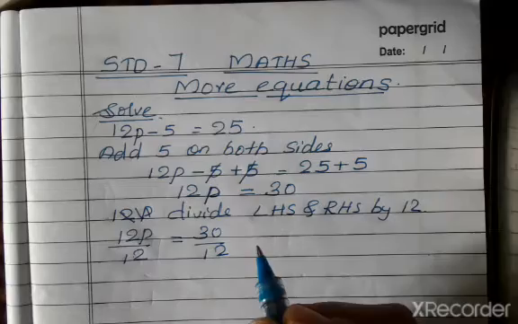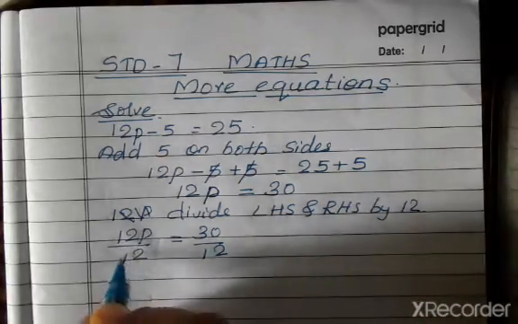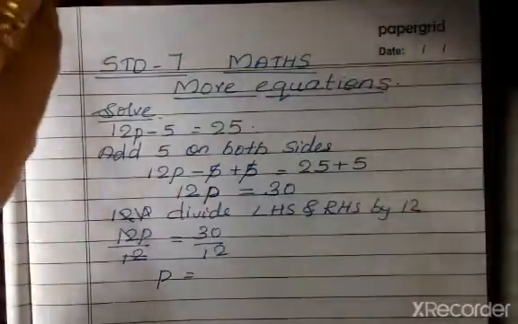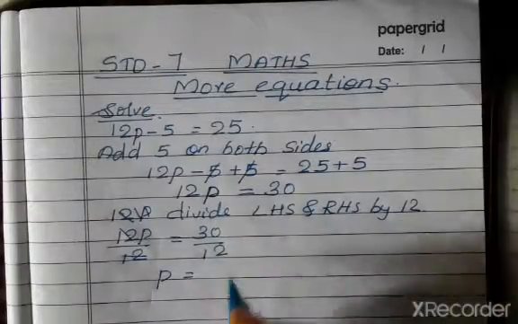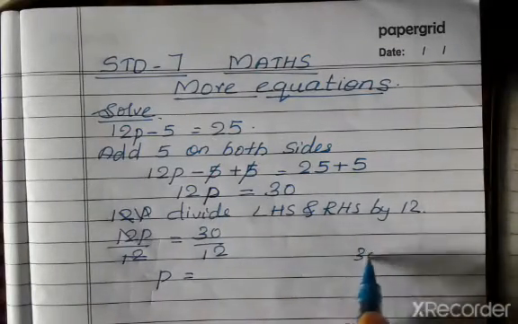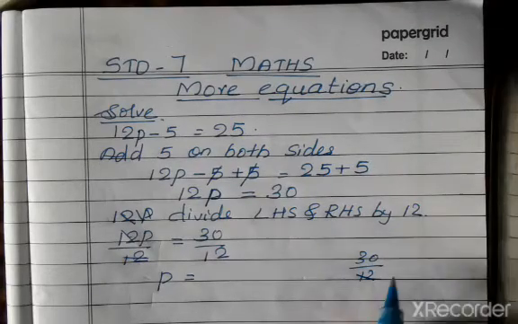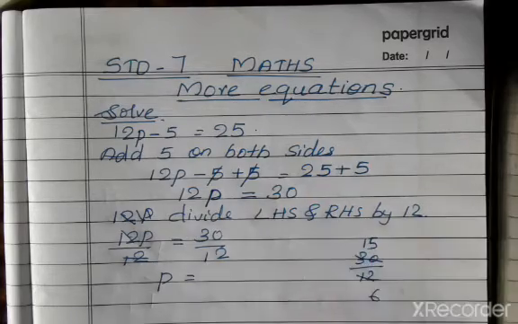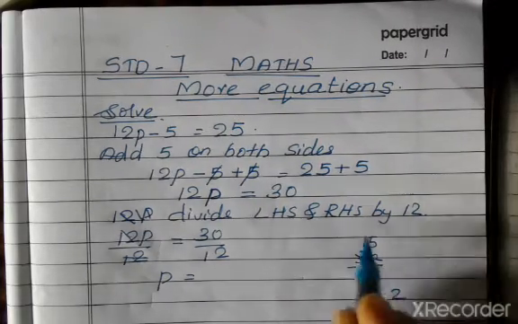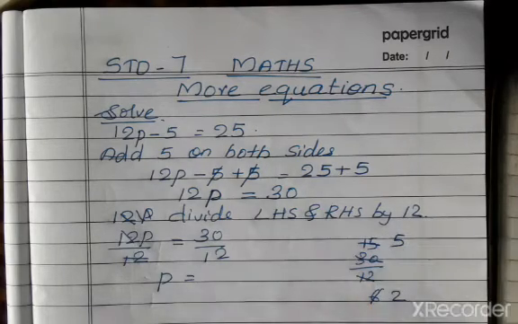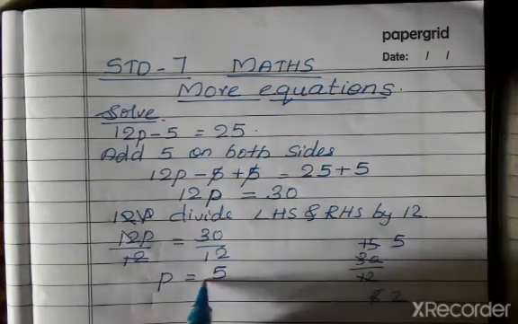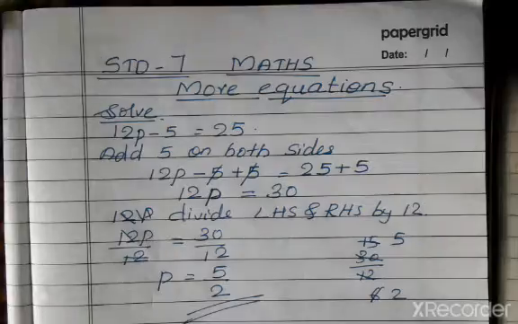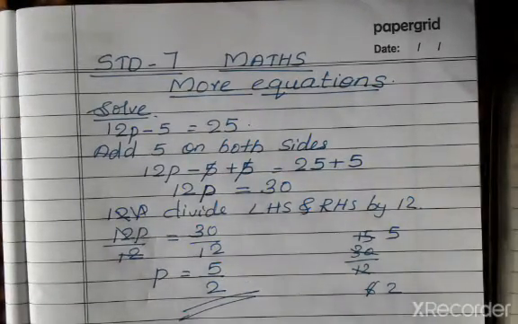Isn't it, children? Okay. Now 12 and 12 will become 1. Then 1p, that is p, is equal to 30 by 12. We can cancel it with 2. 6 2s are 12, 15 by 6. Then 3 2s are 6, then 3 5s are 15. So we will get 5 by 2. So p is equal to 5 by 2 is the answer. Isn't it, children? This is the way to solve the equation.